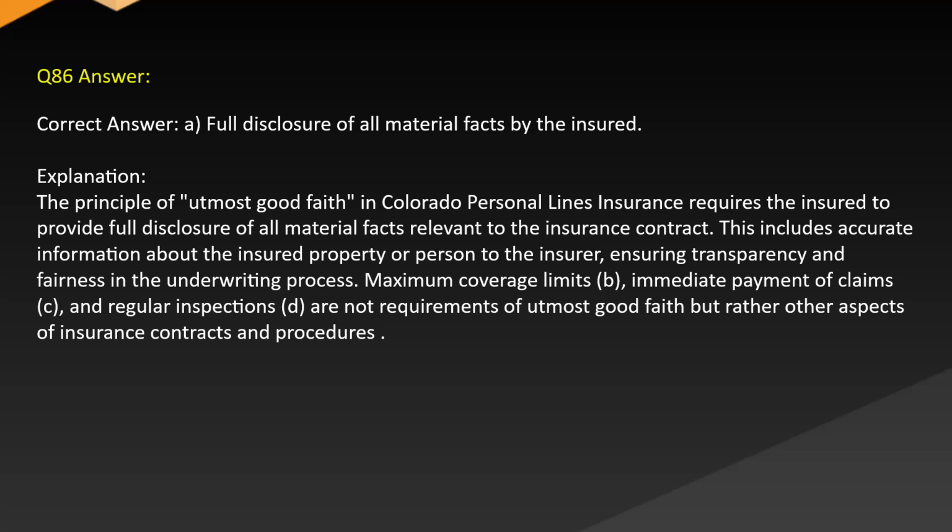Explanation: The principle of utmost good faith in Colorado personal lines insurance requires the insured to provide full disclosure of all material facts relevant to the insurance contract. This includes accurate information about the insured property or person to the insurer, ensuring transparency and fairness in the underwriting process. Maximum coverage limits, B, immediate payment of claims, C, and regular inspections, D, are not requirements of utmost good faith, but rather other aspects of insurance contracts and procedures.